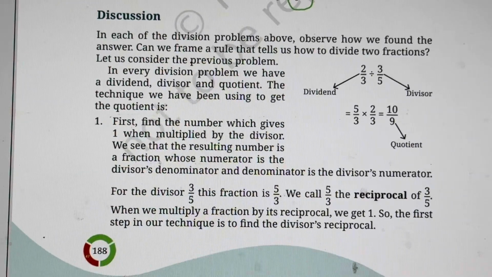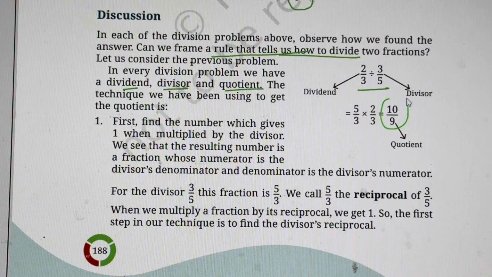In each of the division problems which we saw just now, observe how we found the answer. Can we frame a rule that tells us how to divide two fractions? In every division problem, we have a dividend, a divisor, and we need to get the answer, that is the quotient. So 2 upon 3 divided by 3 upon 5: that's the dividend, this is the divisor, and we get the quotient 10 upon 9. The technique we have been using to get the quotient is to first find the number which gives 1 when multiplied by the divisor.